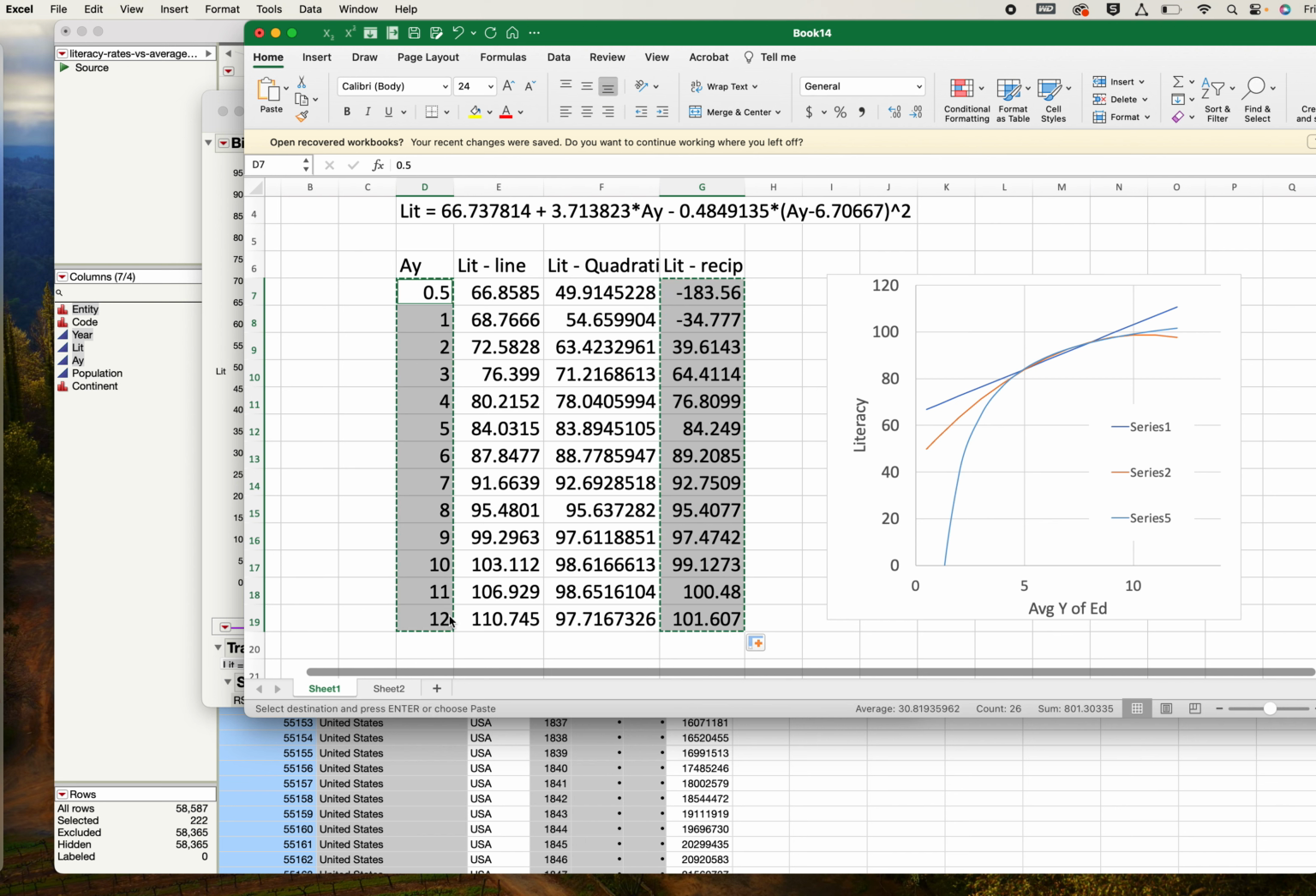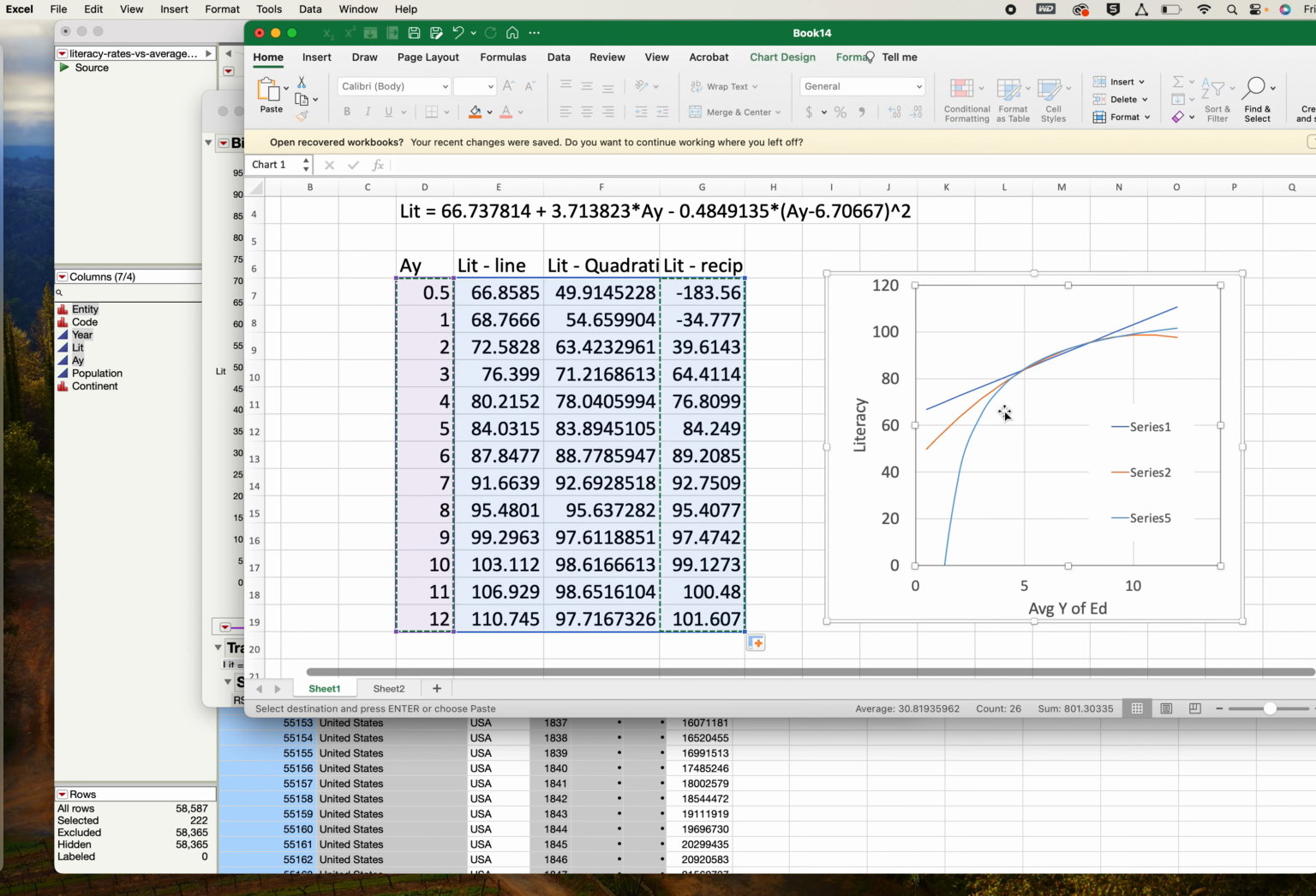Let's do a Command-Shift copy, and we'll plot that in here. Oh, it looks like I've already set it up so it would be plotted. So that's our curve right here. That's our reciprocal curve being plotted against our linear and the quadratic model that we showed earlier.